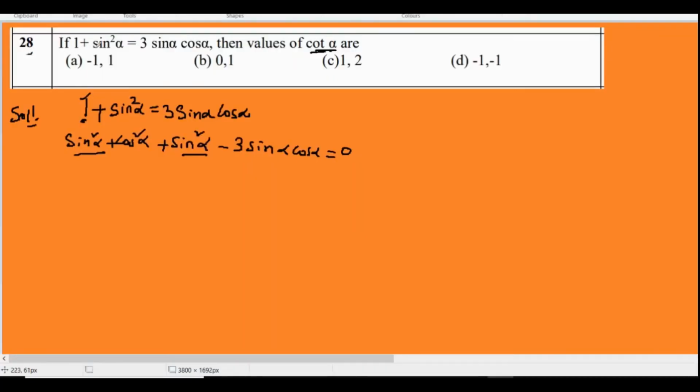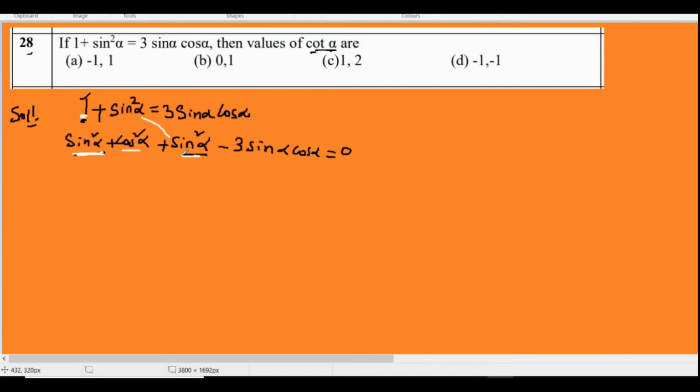28th question. If 1 plus sine square alpha is equal to 3 sine alpha cos alpha, then find the value of cot square alpha. We'll take the given condition first: 1 plus sine square alpha is equal to 3 sine alpha cos alpha. We know the identity: 1 can be represented as sine square alpha plus cos square alpha, and sine square alpha as it is. When 3 sine alpha cos alpha goes to the left side, it will become minus 3 sine alpha cos alpha. The right hand side will be 0.